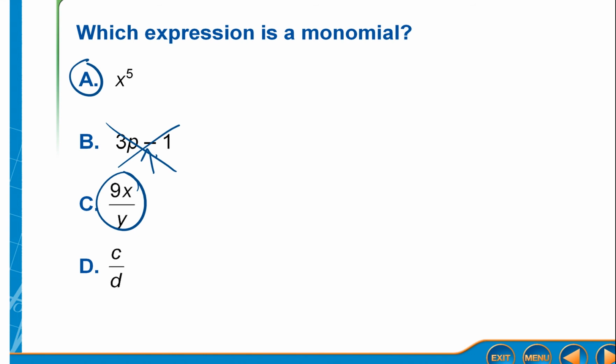Right here, we have division. And once again, a monomial only involves multiplication, because actually, this could be written as x, y to the negative 1, so there you have a negative exponent. Negative exponent is an idea we talk about later. Same with this right here, we have some division. So this is the only monomial going on there.